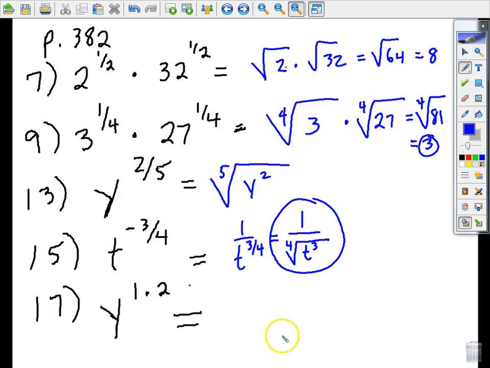Let me see. Sam, can you change 1.2? This is a decimal 1.2, but we need to convert that into a fraction. The way it is right now, you can think of it as 12/10ths, because the 2 is in the tenths place. 6/5. All right. So Sam, what is that in radical form?